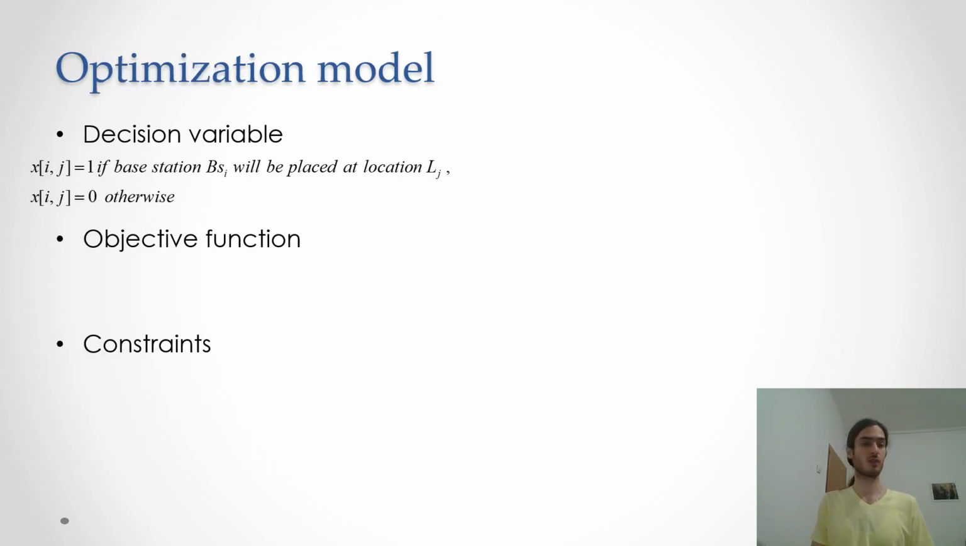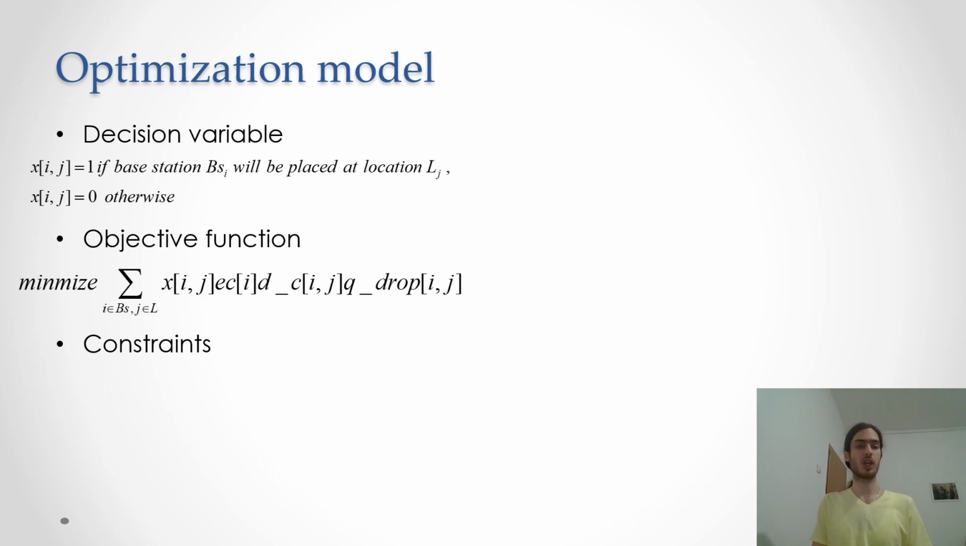When it comes to decision variables, we have decision variable x that has value 1 if base station BSi will be placed at location Lj, otherwise it's 0. The objective function aims to minimize the overall sum of costs, which consists of the energy consumption of the base station, the distribution cost to a particular location, and quality drop, which is the ratio between the maximal quality of service for a particular area and the current quality of service.